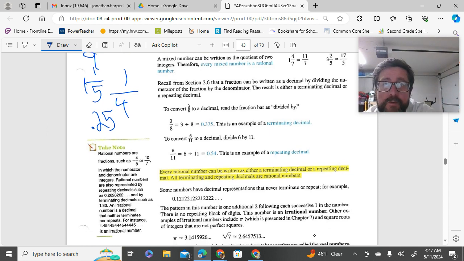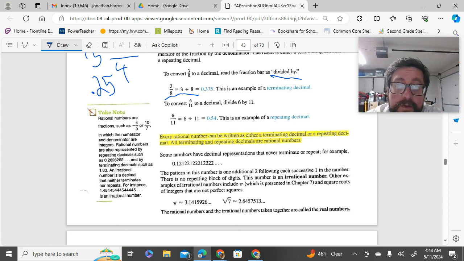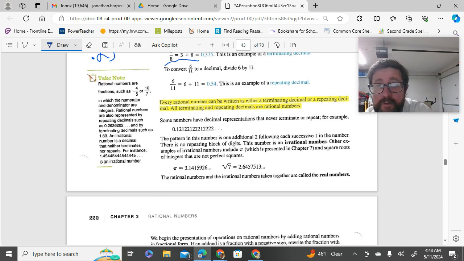So to convert 3/8 to a decimal, read the fraction bar as divided. So it's just 3 divided by 8. If you go 3 divided by 8, it equals 0.375. To convert 6/11 to a decimal, divide 6 by 11. And that's the easiest way. That's the way that we usually do it anymore.